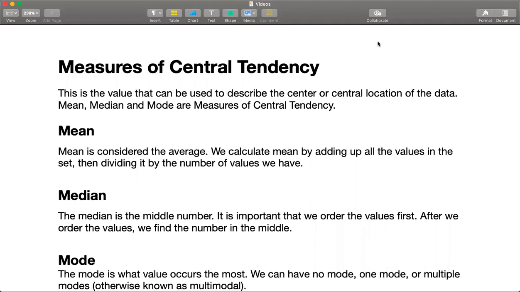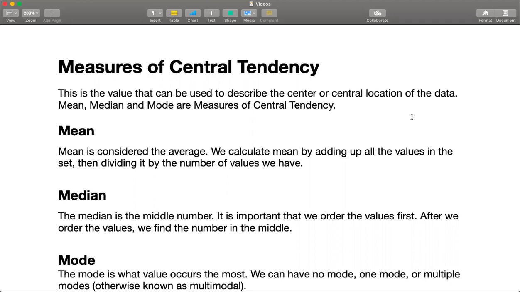In this video, we're going to take a look at measures of central tendency. This is the value that can be used to describe the center or central location of the data. So if we have a set of values, we can generally tell what's the lowest value, what's the highest, what's the span of values that we have, but it's also helpful to know what is the middle number or what's the center of our data there. And we can look at that by looking at the mean, median, or mode. Those are the three measures of central tendency.